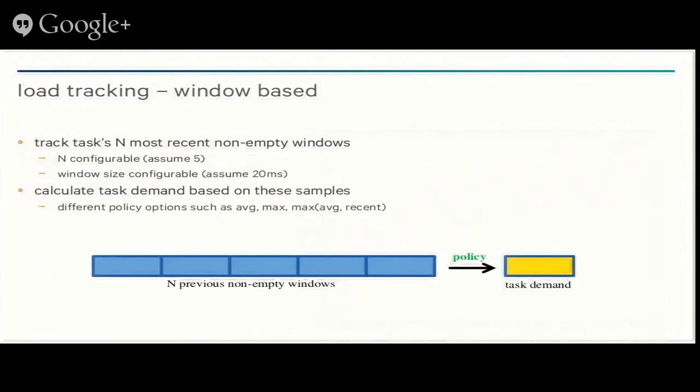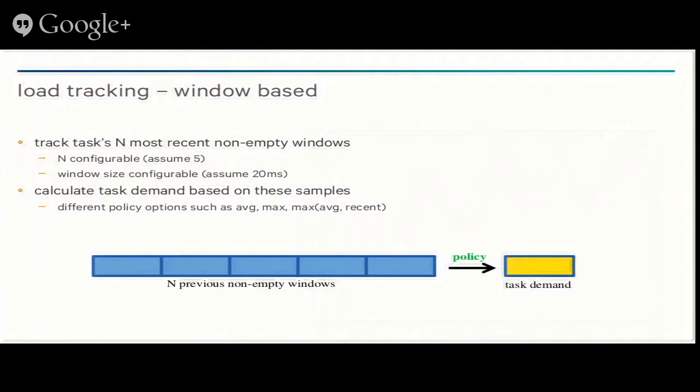So after seeing these issues, we tried some tests with per-entity load tracking, and we had the concerns I mentioned, so we decided to try out a window-based approach to load tracking. I'll cover this at a high level. We track the n most recent non-empty windows of task demand. Both the number of windows of history that we keep and the window size are configurable. For the purposes of this discussion, let's assume 5 and 20.